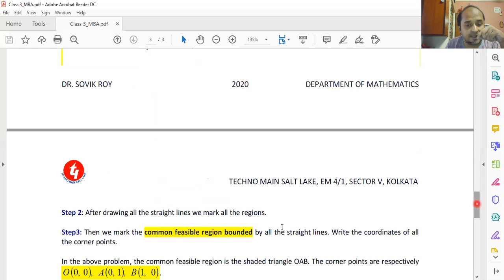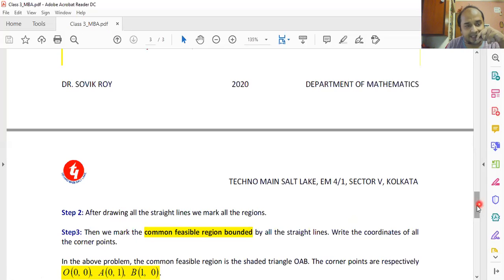Step number 2 has already been discussed. After drawing all the straight lines, we mark all the regions. Okay, fine, that has been done. Step number 3 is, after marking all the regions, we identify the common feasible region bounded by all the straight lines and write the coordinates of all the corner points.